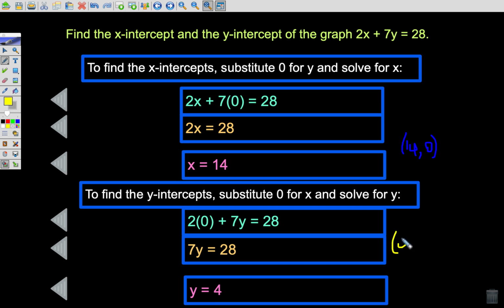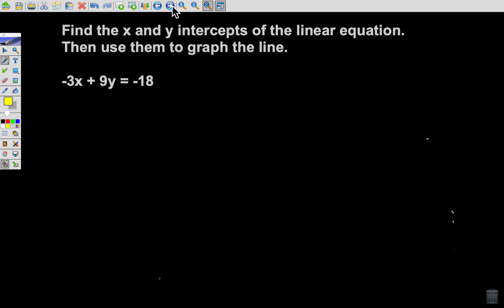And then we can graph those 2 points and we can have our line graphed by intercept. So (14, 0) and (0, 4), we would graph them individually and then we would draw a line through our graph. Okay. All right, so what we're going to do is we're going to find the x and y intercepts of this linear equation, and then we're going to use them to graph a line.